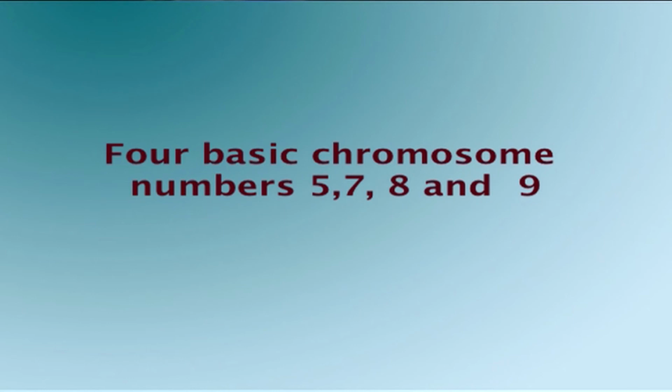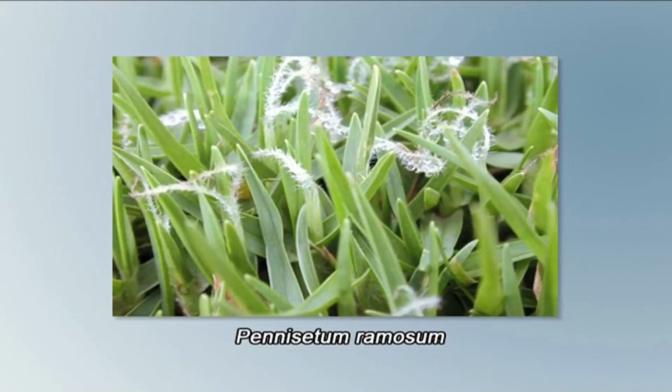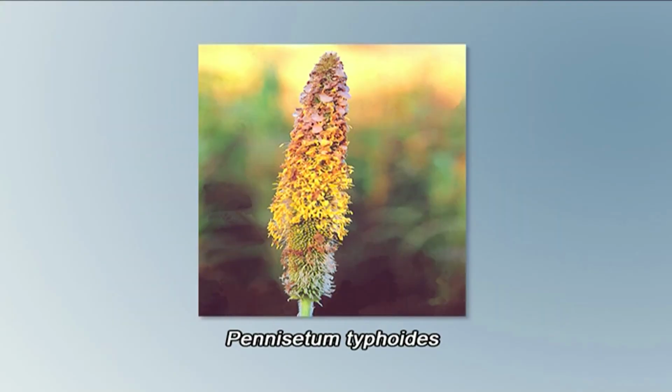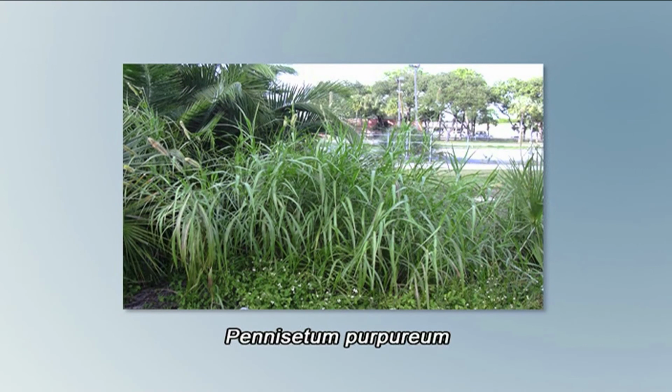The cytology of 13 taxa and 2 hybrids in the genus Pennisetum indicated the distribution of the taxa among the 4 basic chromosome numbers 5, 7, 8, and 9. The diploid nature of Pennisetum ramosum and Pennisetum typhoides and the genomic allotetraploid status of Pennisetum purpureum was further confirmed.